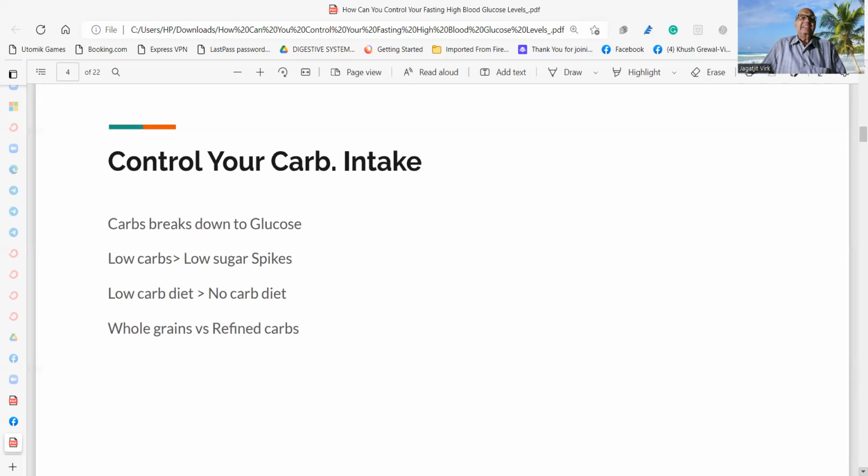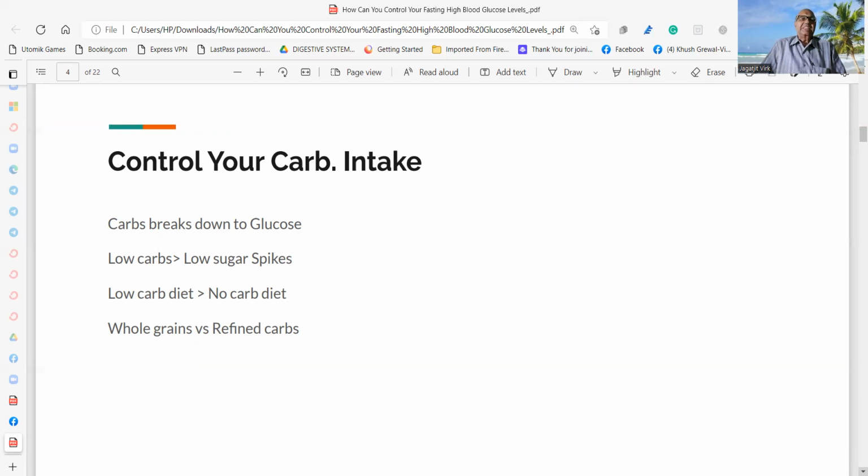Low carb diets or no carb diet: there is a difference between a low carb diet and a no carb diet. Because in low carb diets, you have stimulation of insulin at a very low level. It doesn't spike. But in a no carb diet, you don't get insulin in the blood.